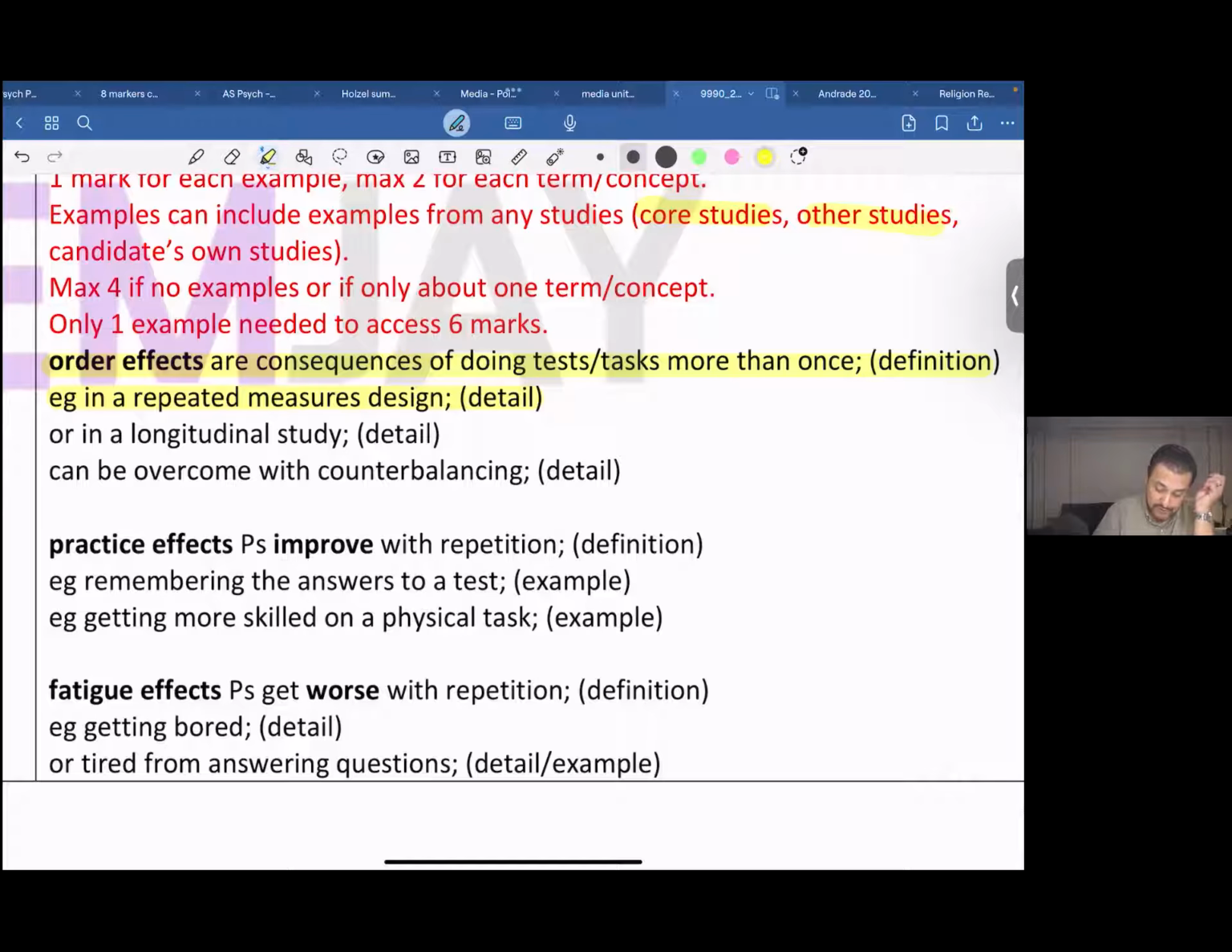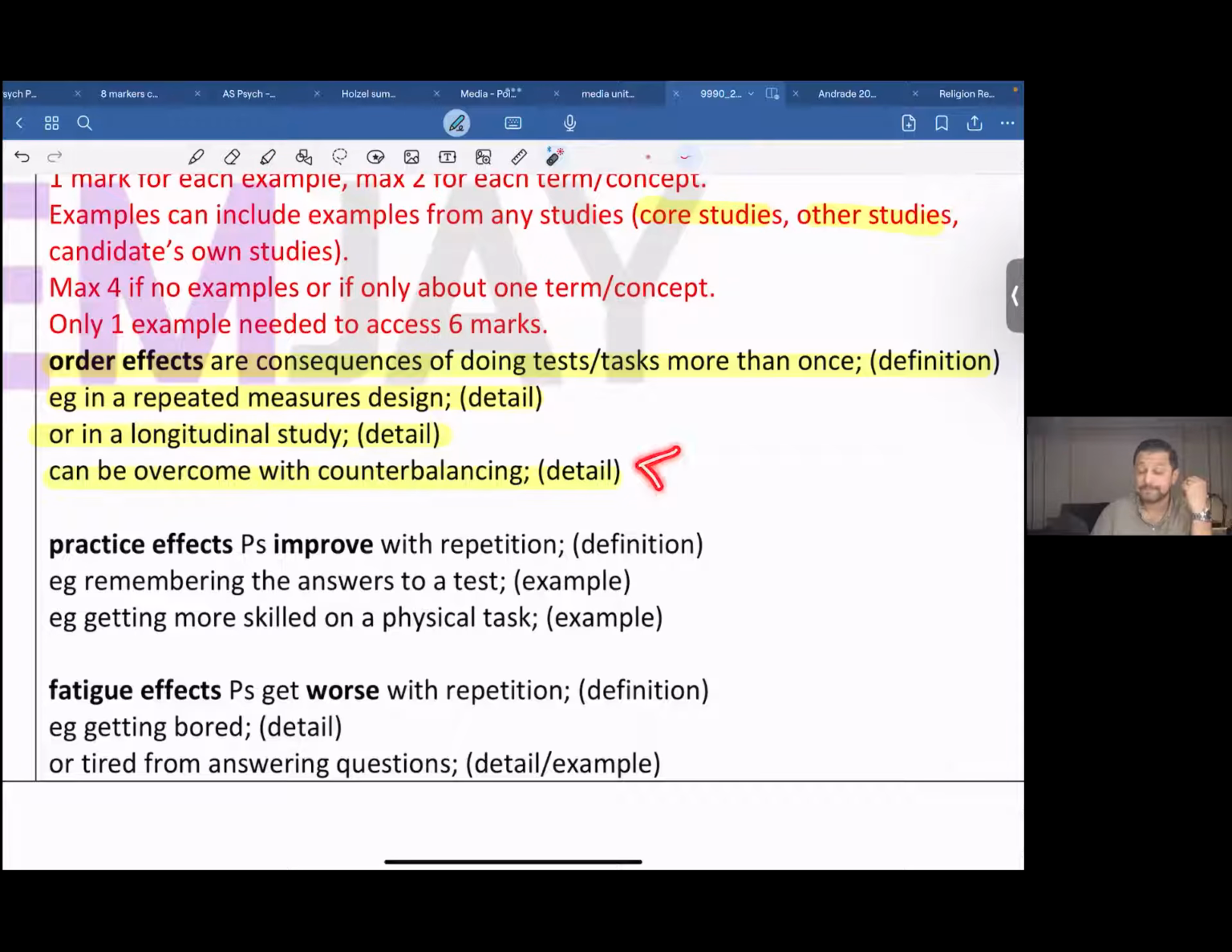So in a repeated measures design, the participants could experience an order effect. What is an order effect? The consequences of doing tests more than once, right? If you're doing a test more than once, that would affect your behavior, or that would affect the results. You could say this even of a longitudinal study, or this can be overcome with counterbalancing.